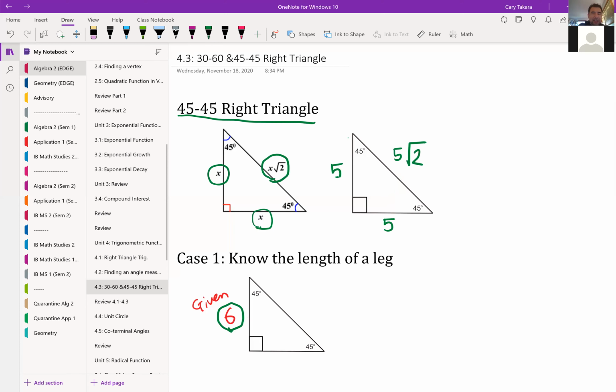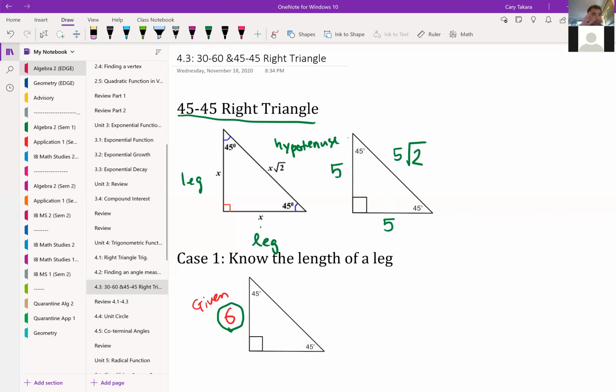This is called a leg, this is a leg, and this is a hypotenuse. It's the slanted side, right? If the leg is x, the other leg is also x. And then the hypotenuse is square root of 2 times whatever x. So if one of the legs is 5, the other one is 5, and the hypotenuse will be 5 square root of 2.